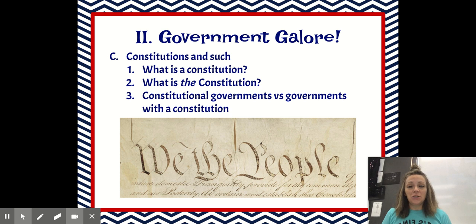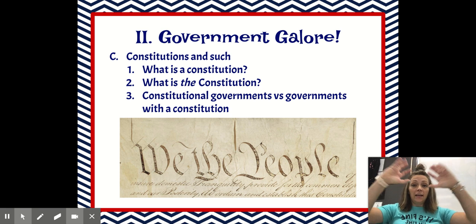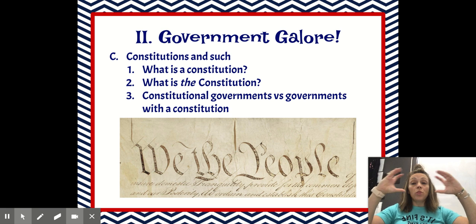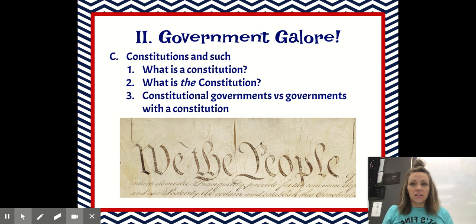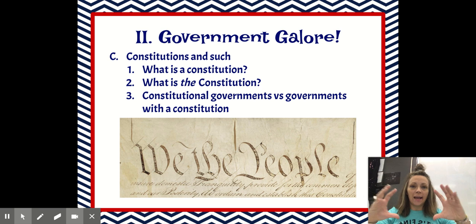So the Constitution is broken up into three different parts. The first part is the preamble, and the preamble tells us the why. So why do we need this new system of government? Why do we need a constitution? The second part is going to tell us how it's all going to work. So the first part is the why. The second part is the how.